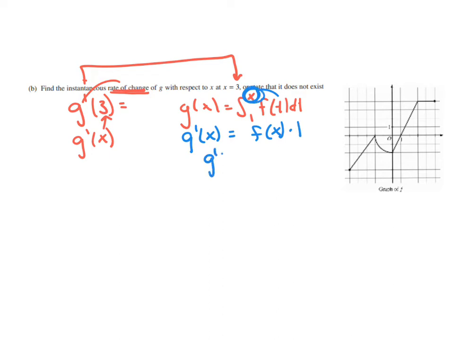So I know that g prime of x is equivalent to f of x, which is extremely nice because you happen to be staring at f of x. So the instantaneous g prime of 3 is then equivalent to f of 3. And if I just take a peek at that, f of 3 is equal to 4.